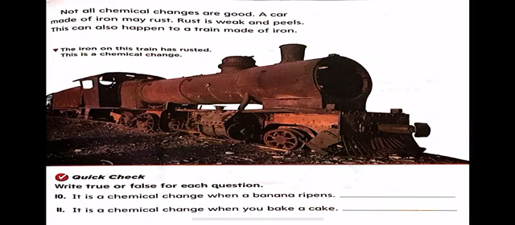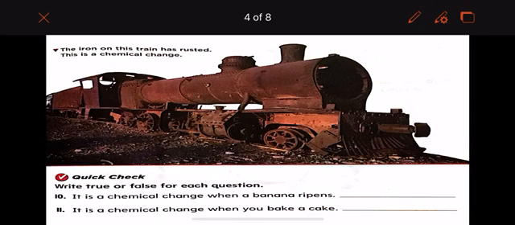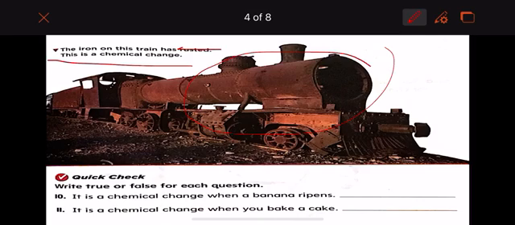A car made of iron may rust. Rust is weak and peels. This can also happen to a train made of iron. So the iron on this train has rusted. This is a chemical change. So what happened here? The train changed its color, right? Because the train rusted. So this is when a chemical change happens.